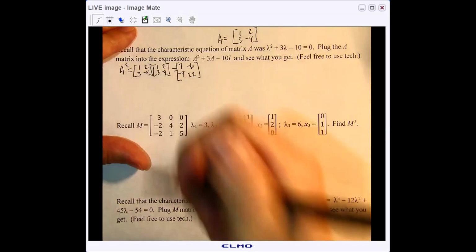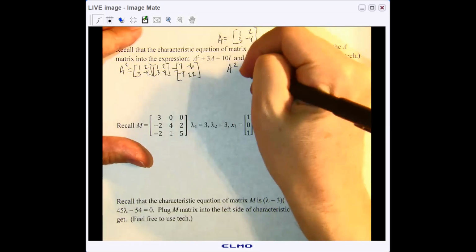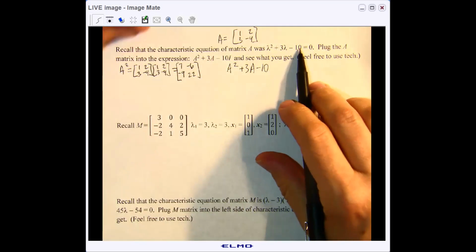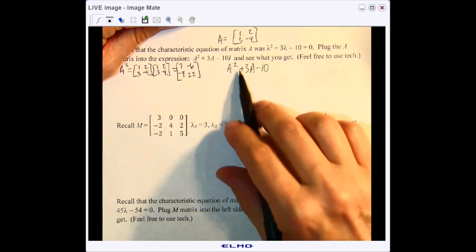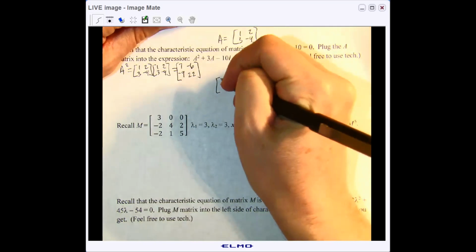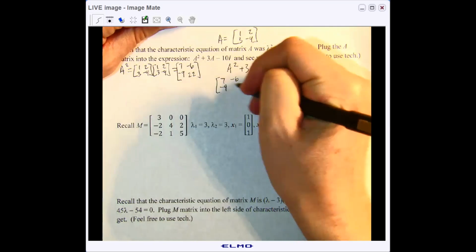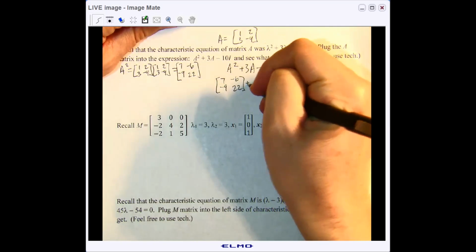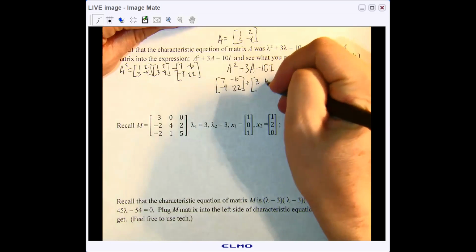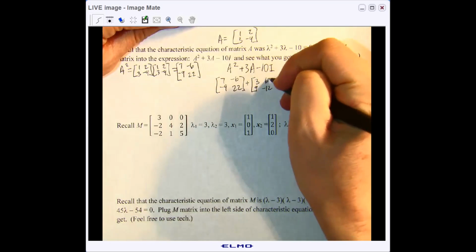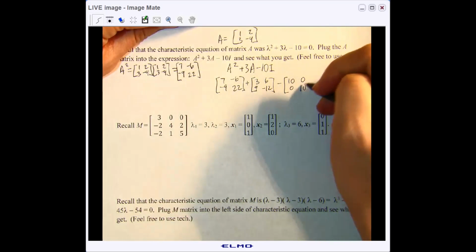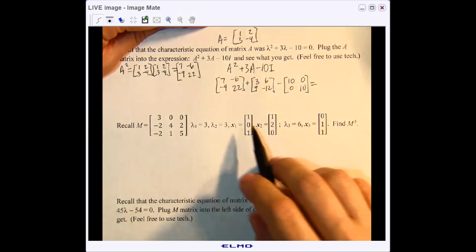So let's see what happens if I do A squared plus 3A minus 10, but I can't just subtract a constant, so I have to do 10 times the identity so that I have matrix plus matrix minus matrix. So we've got [7, -6; -9, 22], plus 3 times our original A matrix, which is [3, 6; 9, -12], minus 10 times the identity matrix. And let's see what we get.